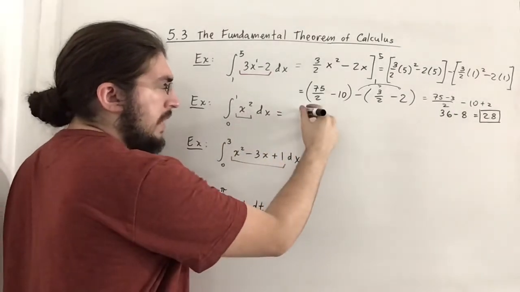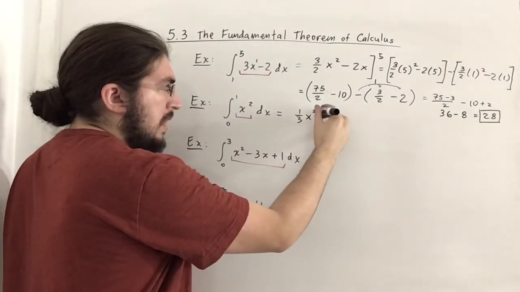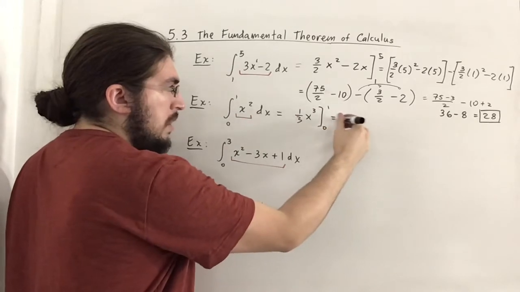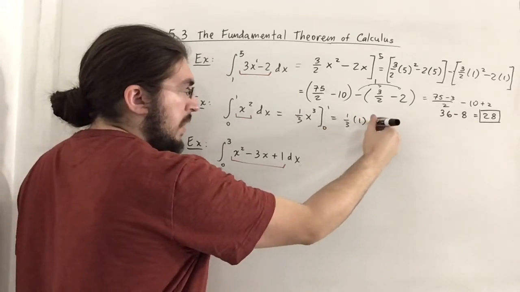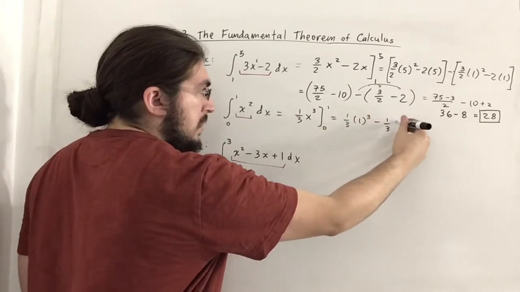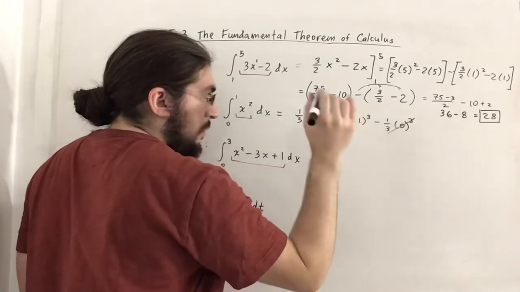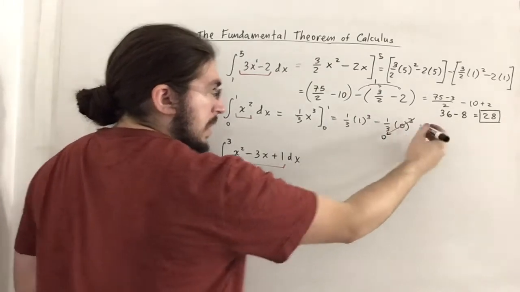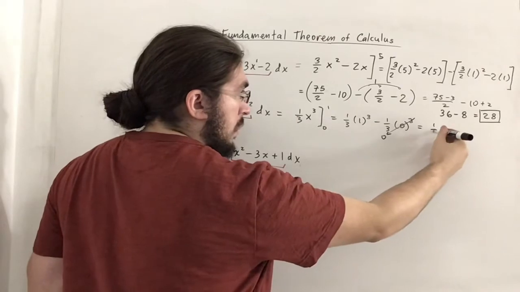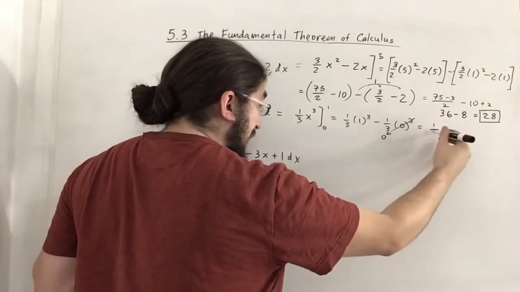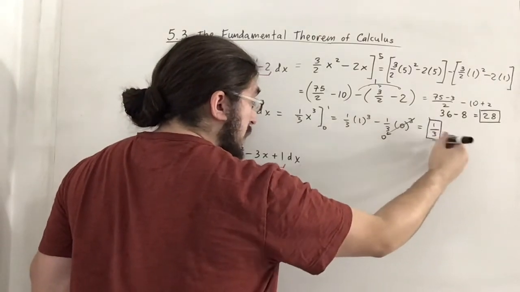Antiderivative of x squared is 1/3 x cubed. Evaluate this between 0 and 1. So we get 1/3 1 to the 3 minus 1/3 0 to the 3. That's 0, so we don't need to worry about that. And this is just 1/3 times 1. So the answer here is 1/3. And that took us a lot of effort to show that this was indeed 1/3.